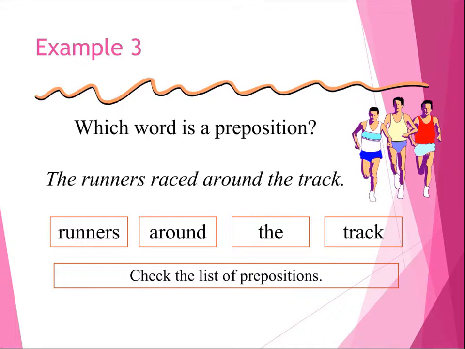Let's try one more. The runners raced around the track. Which word shows direction, location, or timing? Around. The preposition in this sentence is around. The relationship is showing how the runners are racing on the track. They're going around the track.